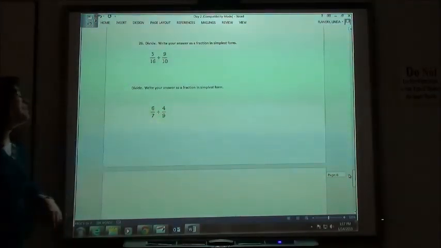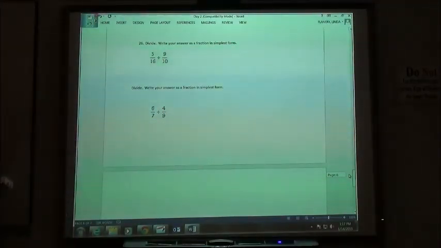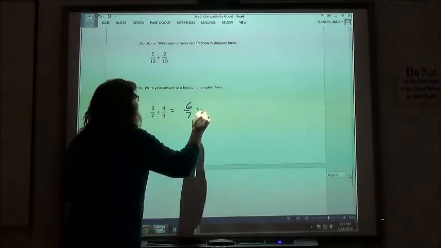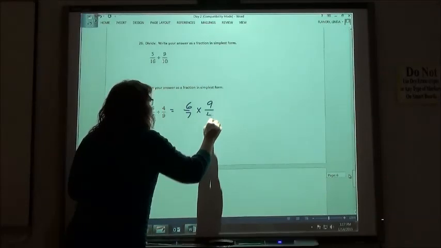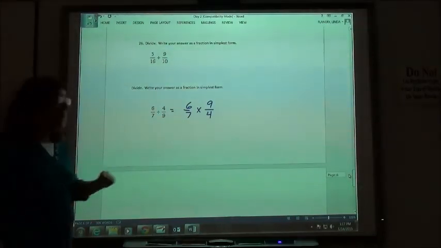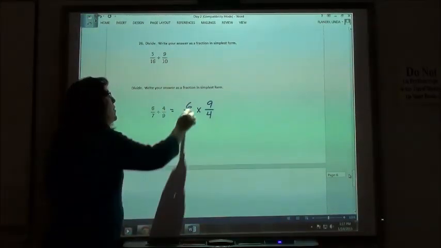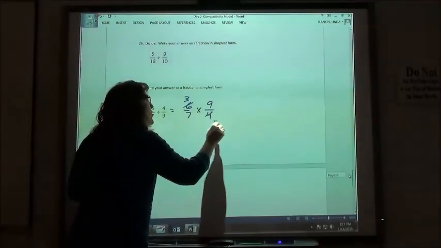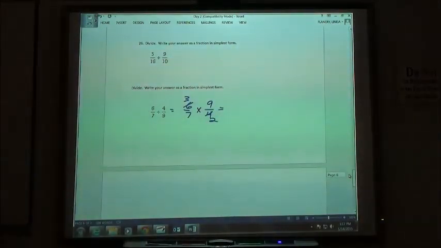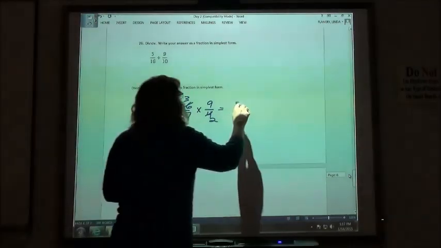6 sevenths divided by 4 ninths then. I'm going to change that problem to 6 sevenths times 9 fourths. Can I reduce it at all? I can do the 6 and the 4 by 2. So 3 and 2. And then if I multiply, 27 fourteenths.